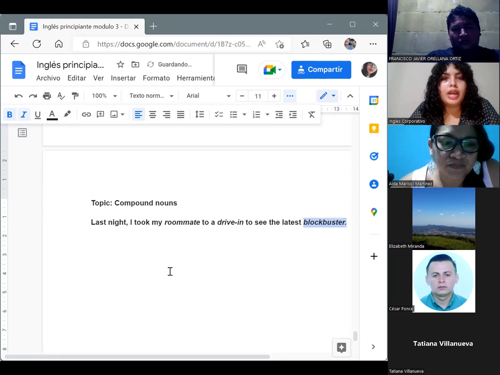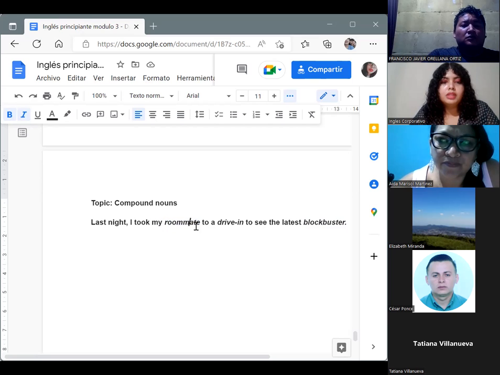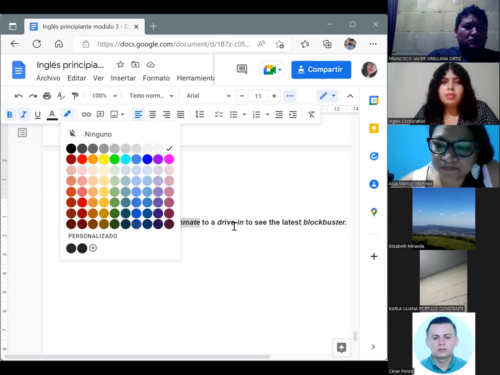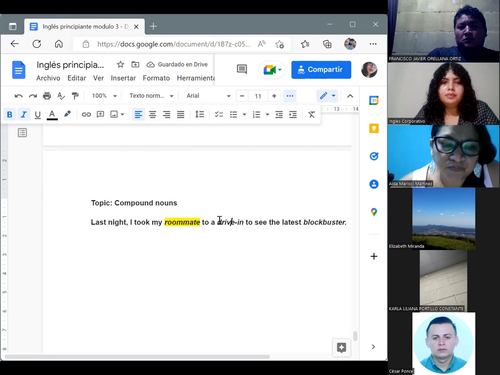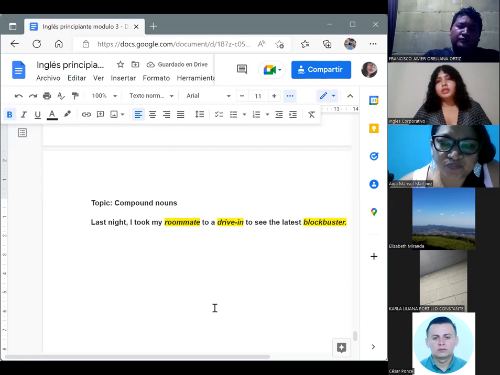So in this example, we have three words that I'm marking. We have roommate. We have drive-in. And we have blockbuster. So in that example, we have three different words that we are marking, but why? What I am marking are those words.